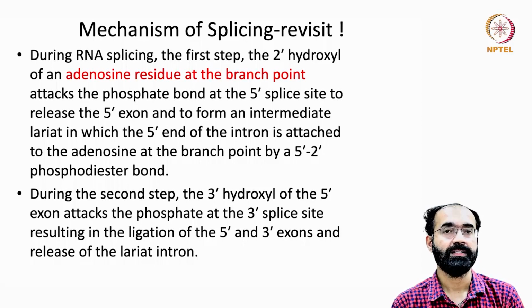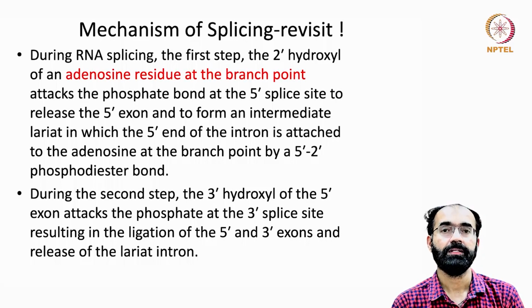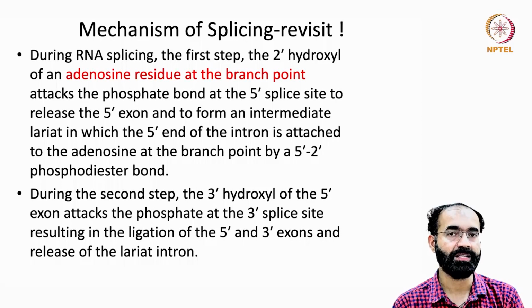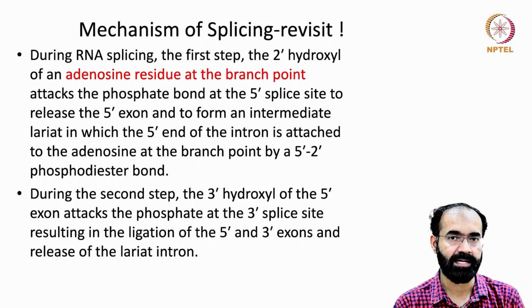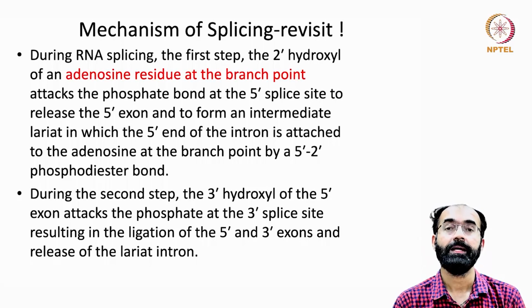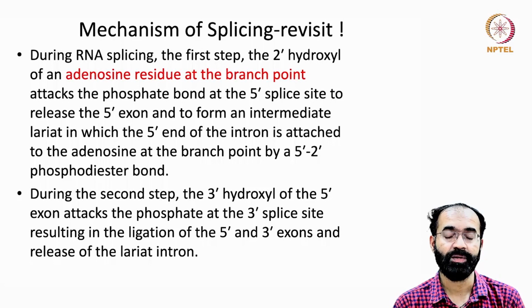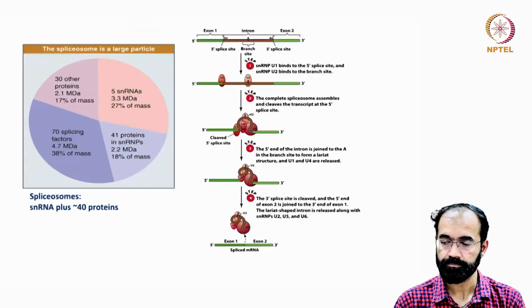So the first step is the lariat is formed because of the adenosine at the branch point, and now the first exon or the 5' exon decides where it should fuse. So the cell can have different ways of regulating the second transesterification reaction or the second ligation reaction. Accordingly, you can decide an exon should be longer, shorter, or where the second fusion should happen. That is why we are revisiting the splicing once again, although we have already addressed the splicing.